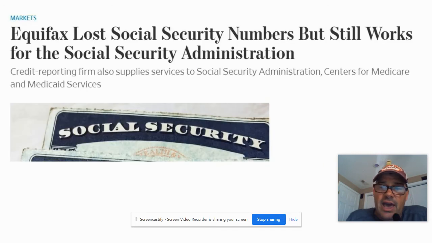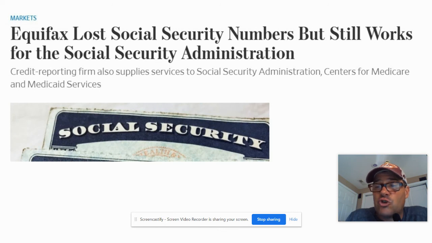Here's an example. Equifax is a credit monitoring service. So it will find what your credit score is, and it'll check your credit to make sure that you haven't been ripped off or someone's stolen your identity. Equifax lost Social Security numbers, but still works for the Social Security Administration. So think about this. Equifax screwed up and lost a bunch of our Social Security numbers, and they still work for the Social Security Administration. They didn't get fired for it. It says the credit reporting firm also supplies services to the Social Security Administration and the Centers for Medicare and Medicaid Services.